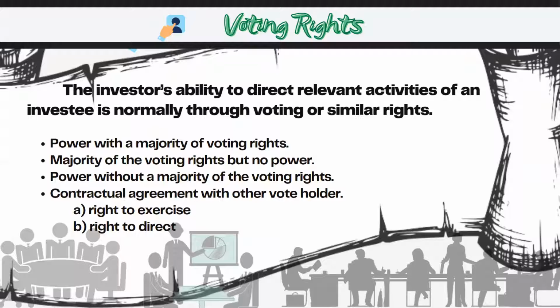Normally, the investor's ability to direct the relevant activities of an investee is obtained through voting or similar rights, which consist of four factors. First, we have the power with a majority of voting rights. An investor that holds more than half of the voting rights of an investee is presumed to have power over the investee, except when this is clearly not the case.